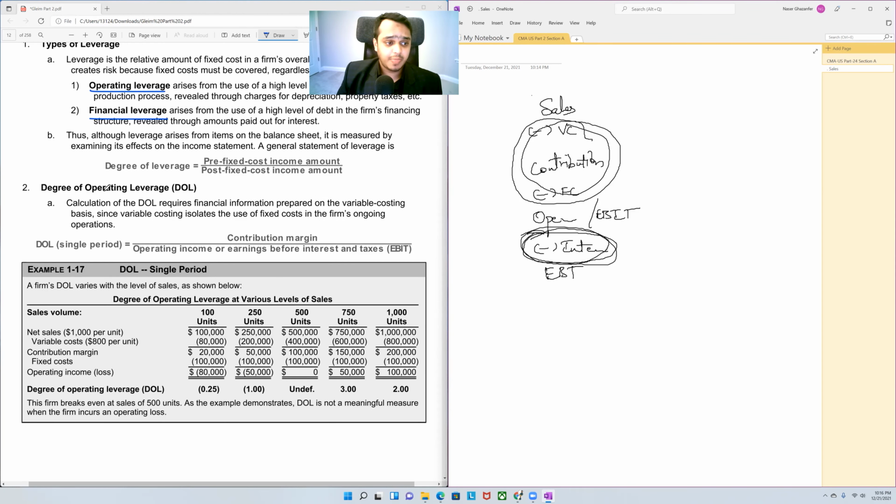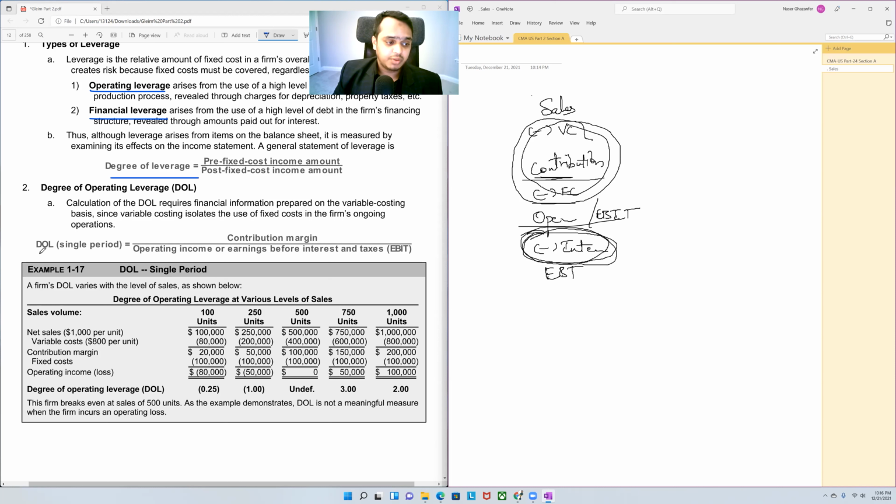So if you see here, the degree of leverage includes all. Okay. Pre-fixed cost income amount, post-fixed cost income amount. So how much you're having previous to this, and how much you're having after that. That's the degree of operating leverage. As I just said, this one plays a major role: how much is your income after fixed cost, how much is your income before fixed cost. That's the fixed cost key. You have to find out how much is the dependency on the fixed cost.